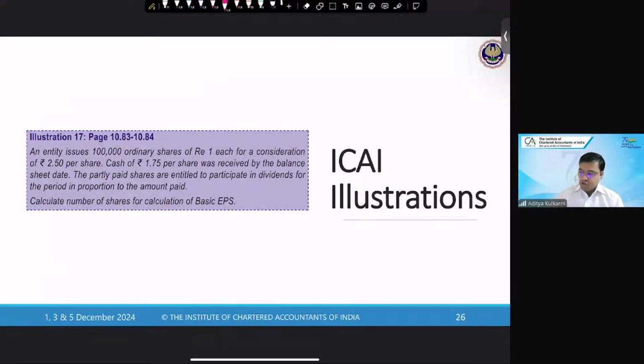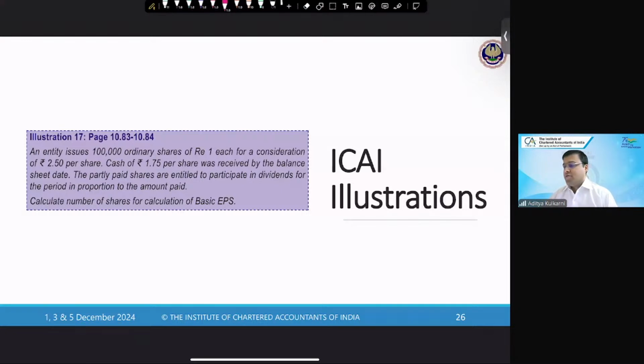An entity issues 1 lakh ordinary shares of rupee 1 each for a consideration of 2.5 per share. Cash received of 1.75 was received by the balance sheet date. The partly paid shares are entitled to participate in dividends for the period in proportion to the amount paid. So calculate the number of shares.